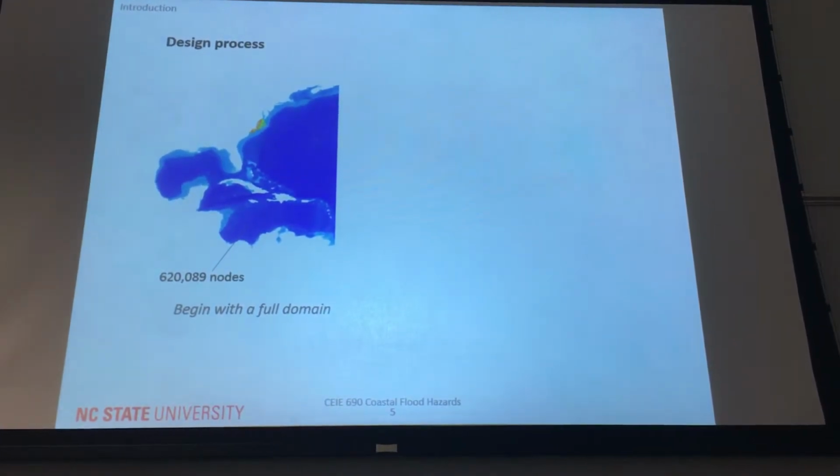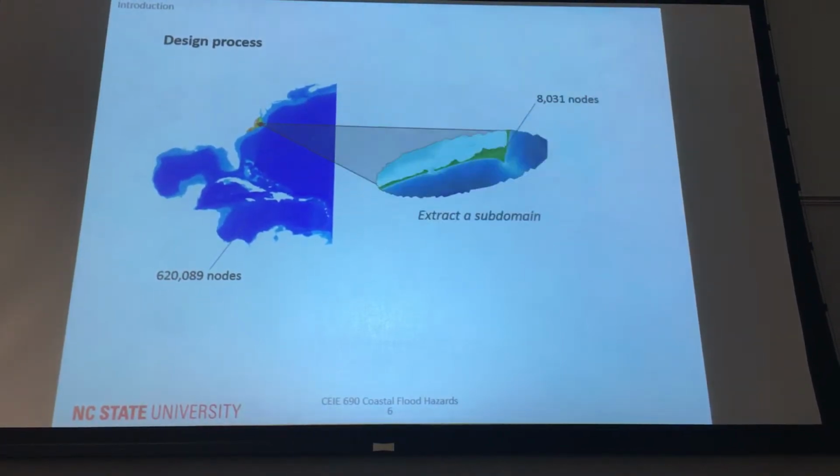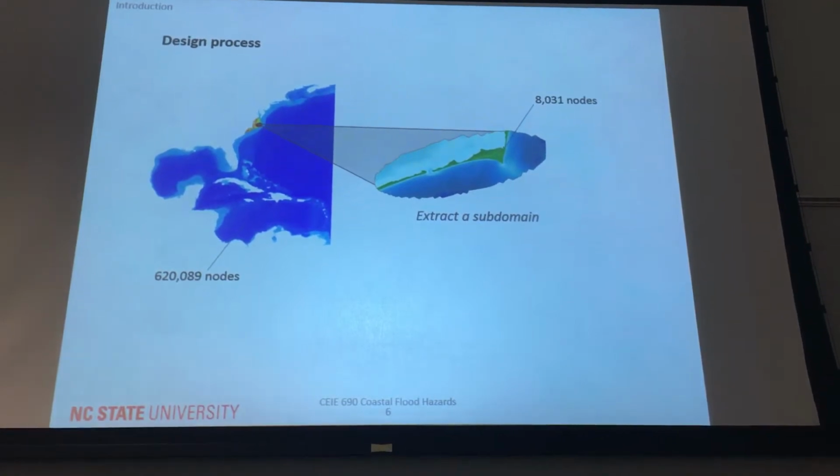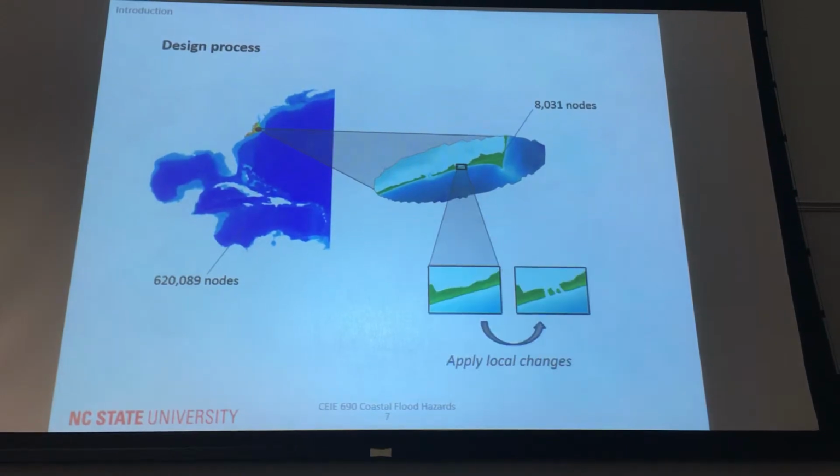Okay, so this is the way this goes. There's a big mesh, a full domain. That's what I'm going to be referring to throughout. Full domain, subdomain. That's the subdomain. So that, I think, is the coast of North Carolina.